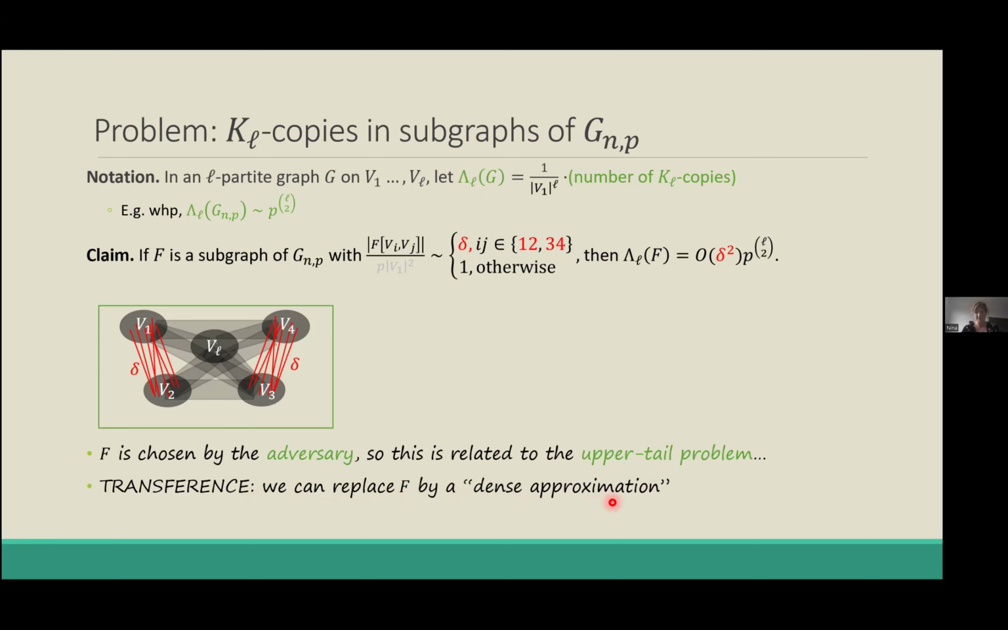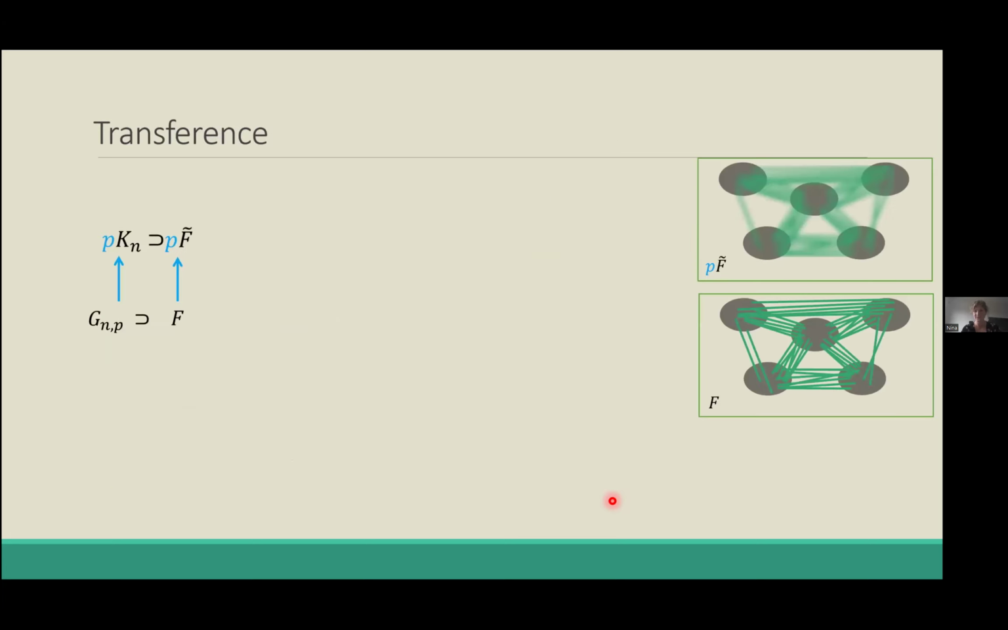Okay, so how does this work? And now we go into the very vague part of the talk, so please ask questions if anything on the following slide doesn't make sense. We start with F being a certain subgraph of G(n,p). And now this transference method gives you a dense graph F tilde. So F tilde is a subgraph of K_n.